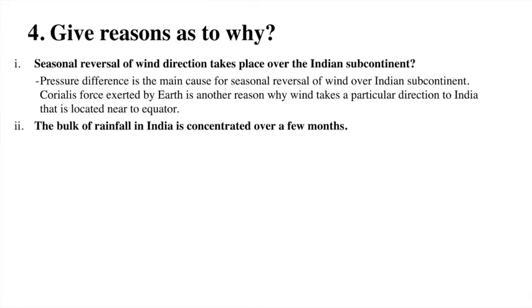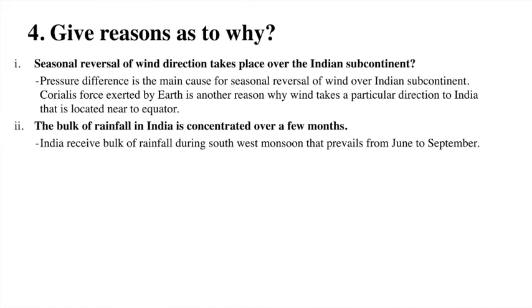Because India is chiefly dependent upon the southwest monsoon, that southwest monsoon starts from June and ends in September. So this is the reason why the bulk of rainfall in India is concentrated over a few months.